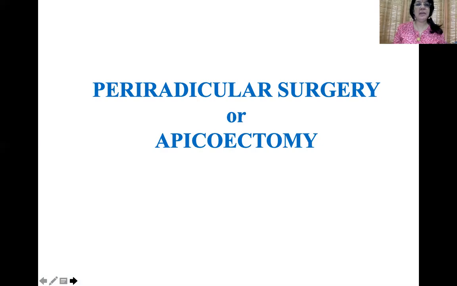With the next part, that is the periradicular surgery. As you understand, periradicular surgery is a surgery which occurs around the root apex. So very commonly it is mistaken as a bisectomy, but there is a slight difference in it, which you will understand as I talk about these parts.